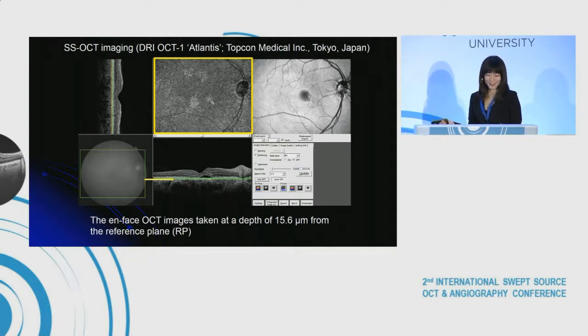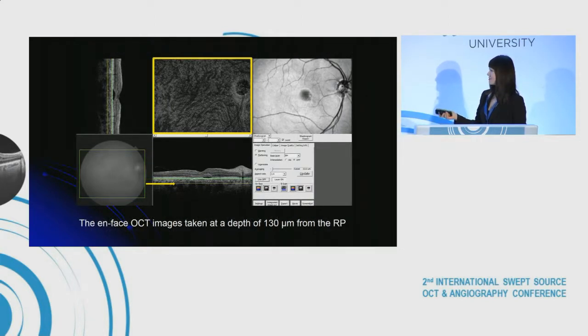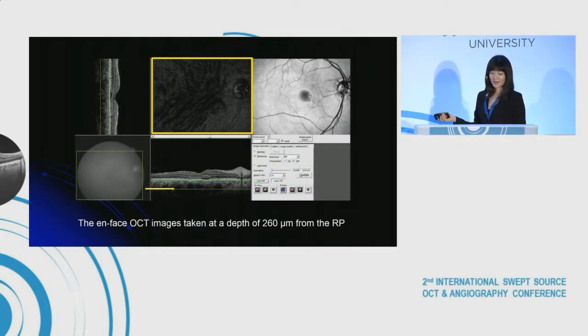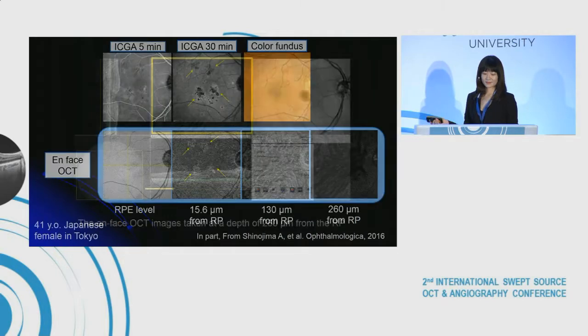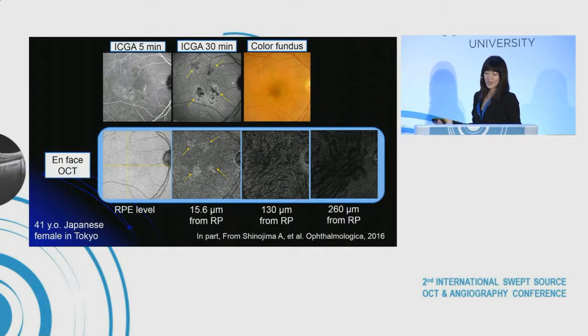This en face OCT image was taken at a depth of 15.6 micrometers. This en face OCT image was obtained at a depth of 130 micrometers. This image was obtained at a depth of 260 micrometers. As you can see, FHFA on late phase ICGA corresponded to abnormal hyperreflective areas around the level of the reference plane on the en face OCT.